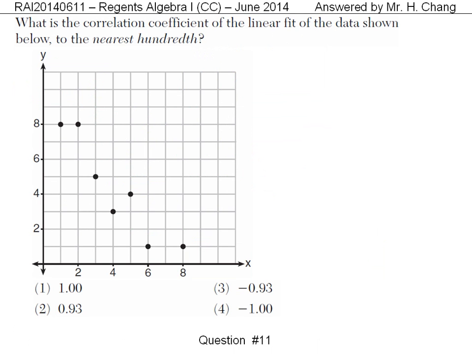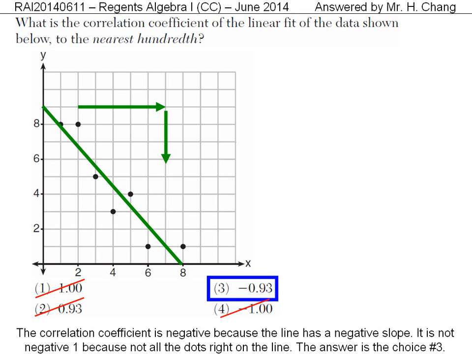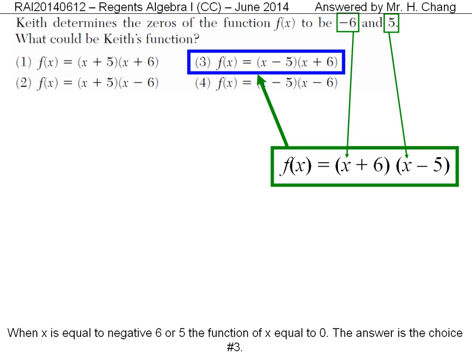Question number 11. The correlation coefficient is negative because the line has a negative slope. It is not negative 1 because not all the dots are right on the line. The answer is choice number 3. Question number 12. When x is equal to negative 6 or 5, the function of x equals 0. The answer is choice number 3.